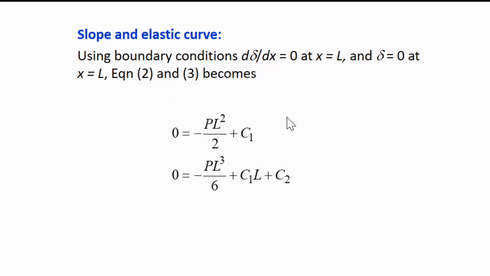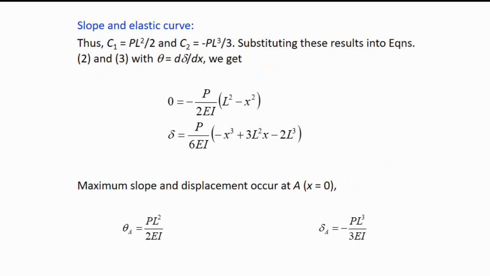If we apply these two boundary conditions to equations 2 and 3, we can get the C1 and C2 values. C1 will be PL²/2 and C2 equals -PL³/3. If we put this C1 and C2 in equation number 3, we'll get the expression for δ, which is this one. This is called the equation of the elastic curve. Now, if we put in any x value, we'll find the corresponding deflection.